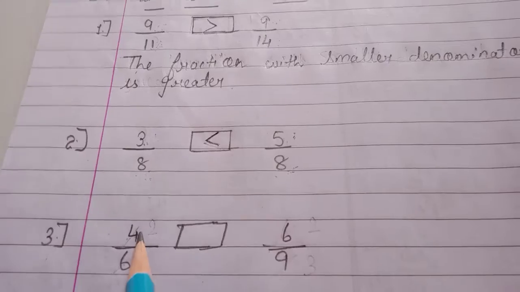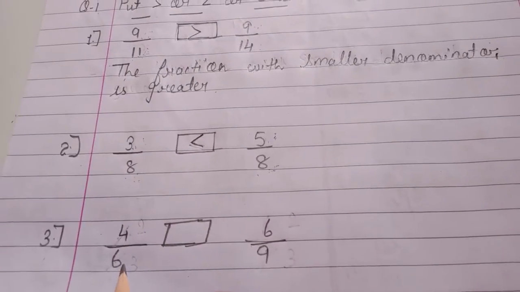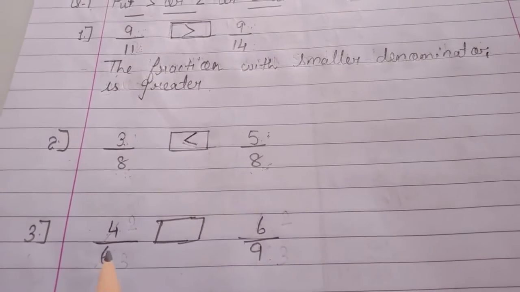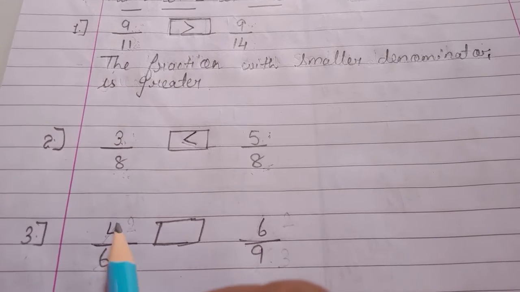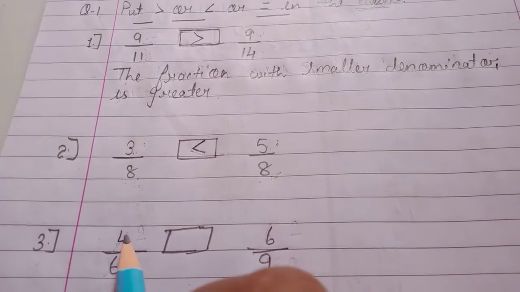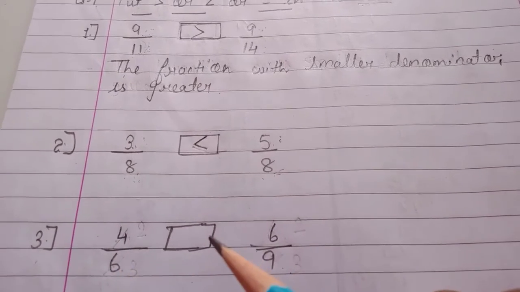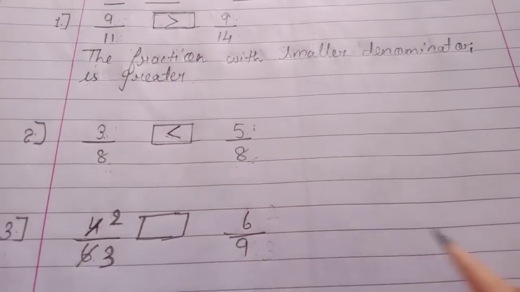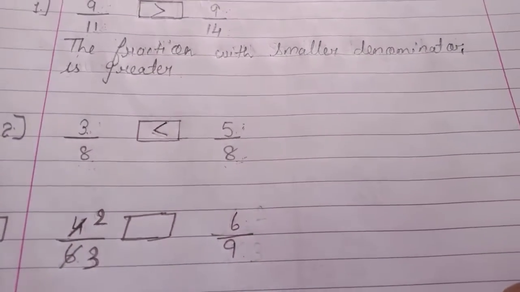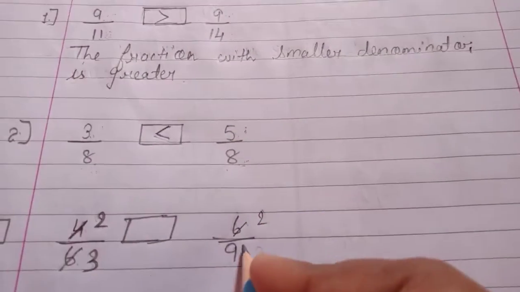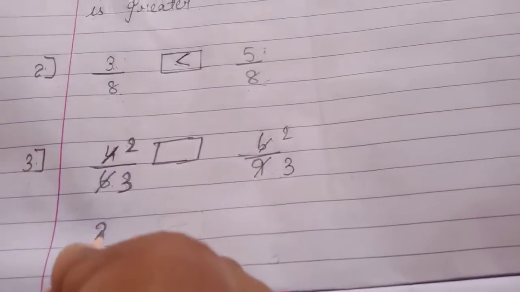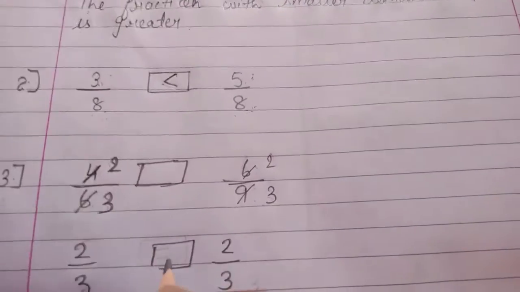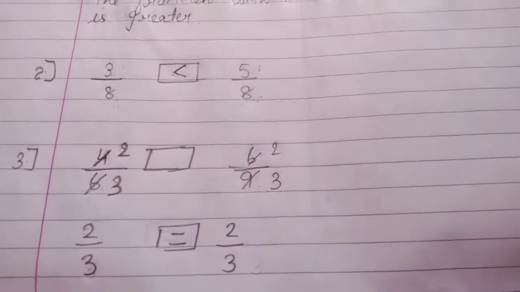Now number 3, 4 upon 6 and 6 upon 9. The numerator is 4 and the denominator is 6, and here the numerator is 6 and the denominator is 9. We can make 4 upon 6 a smaller fraction. Both 4 and 6 come in the 2 table: 2 twos are 4 and 2 threes are 6. In the same way, 6 upon 9 comes in the 3 table: 3 twos are 6 and 3 threes are 9. So it is 2 upon 3, and here also 2 upon 3. Both are equal, so we will write the equal to sign.